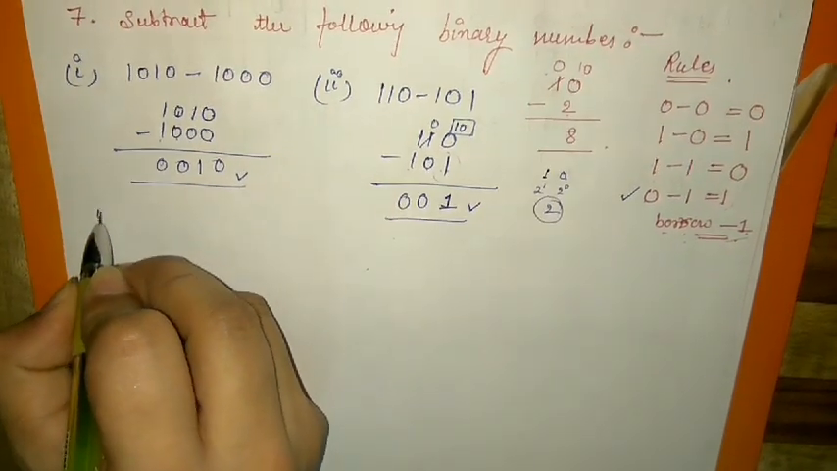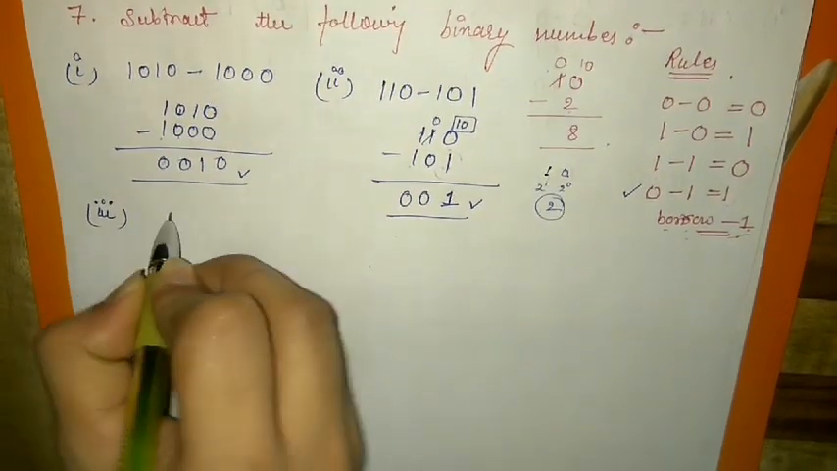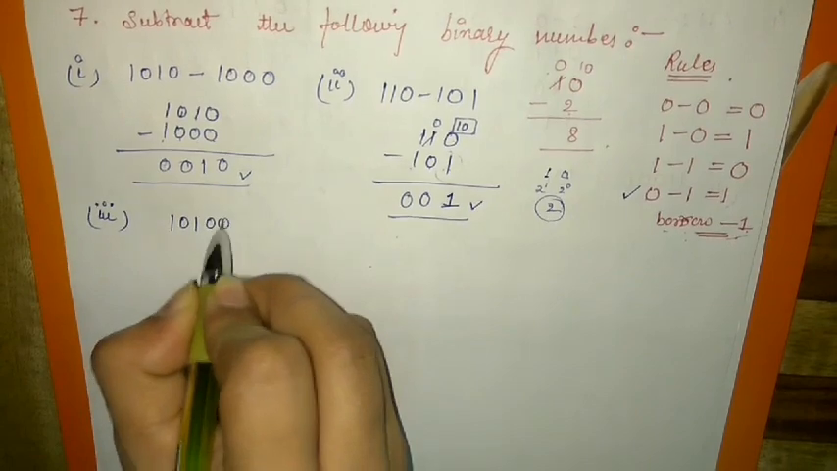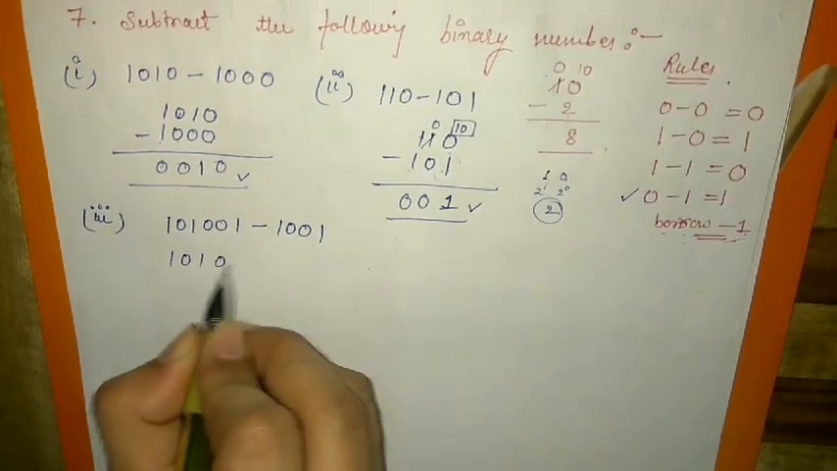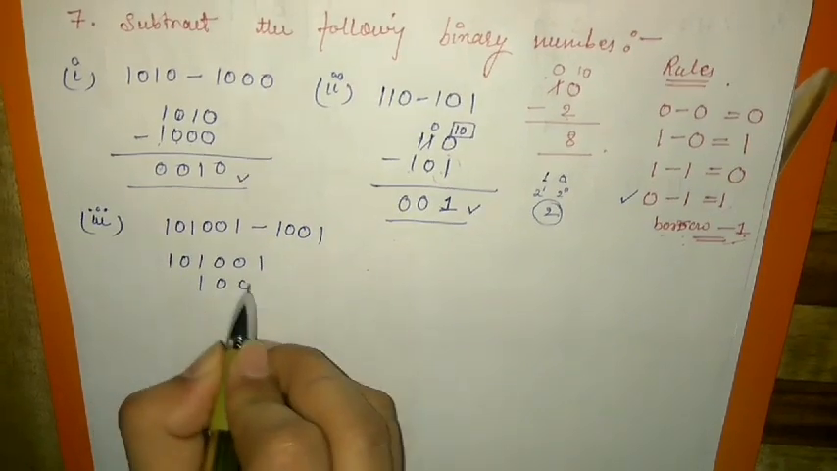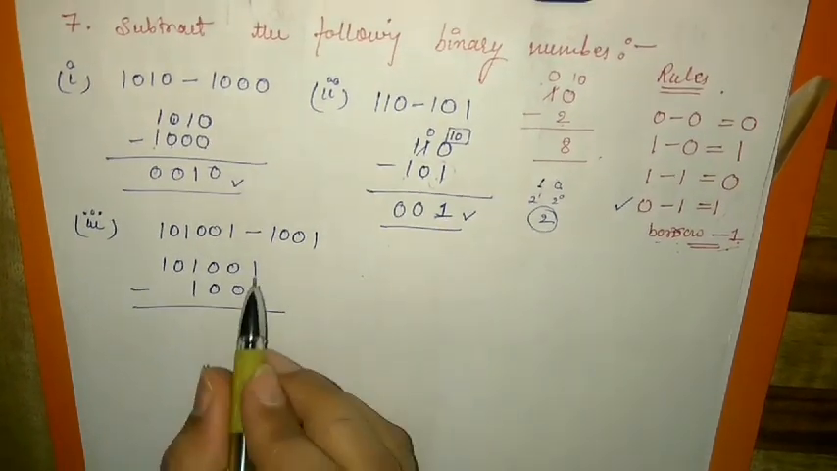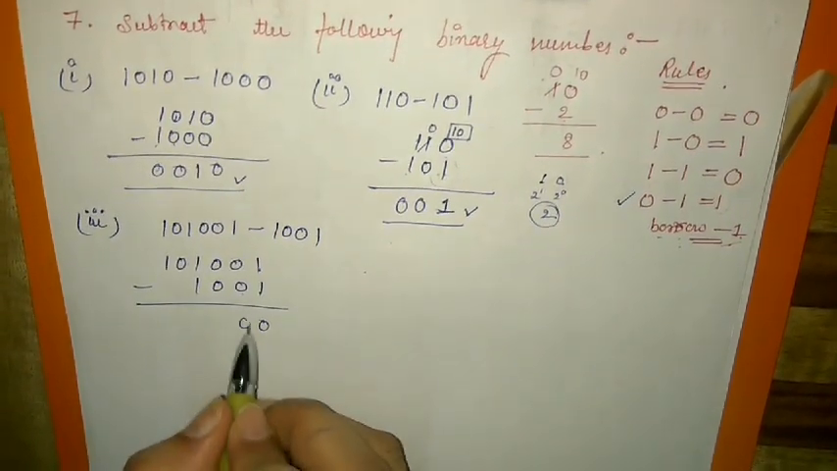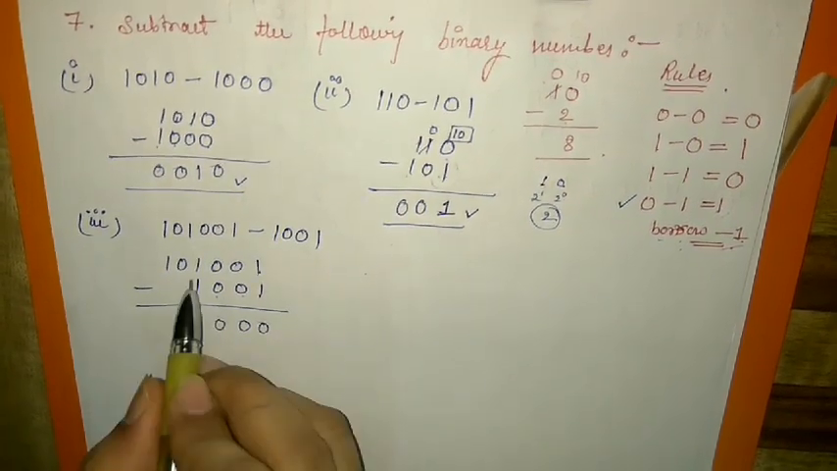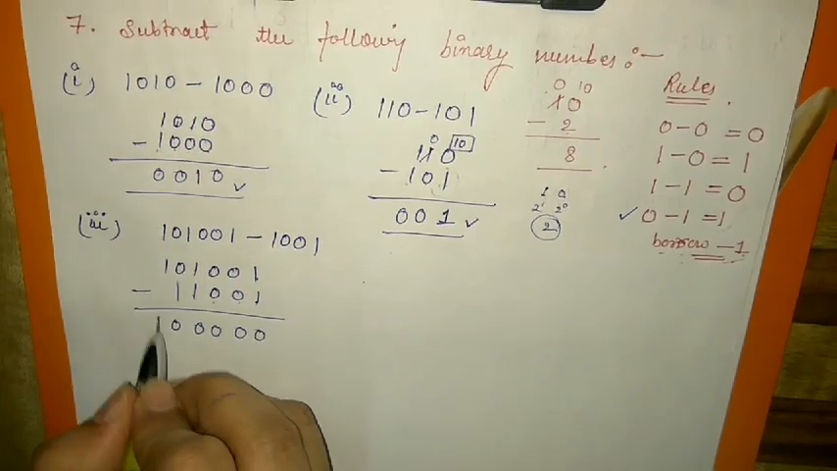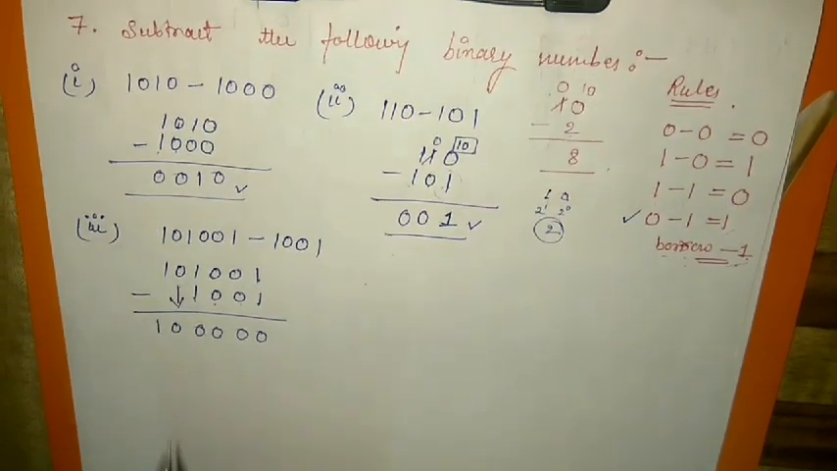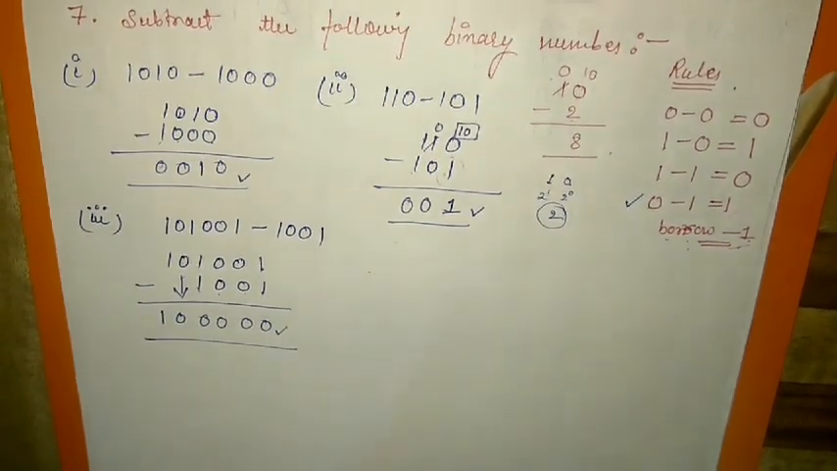Okay, now see the third part. It is 101001 minus 1001. It is a very simple one. 1 minus 1 is 0, 0 minus 0 is 0, 0 minus 0 is again 0, 1 minus 1 is 0, over here 0, and over here also 1. So this is the result.